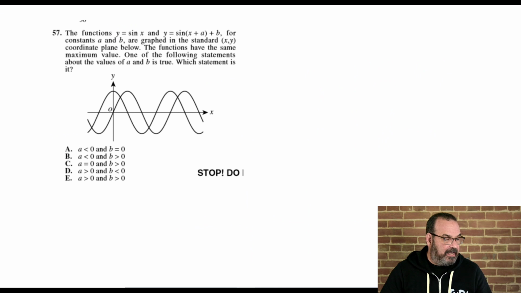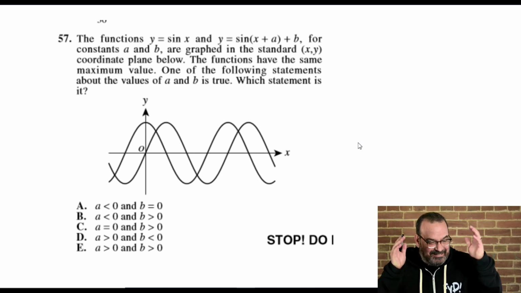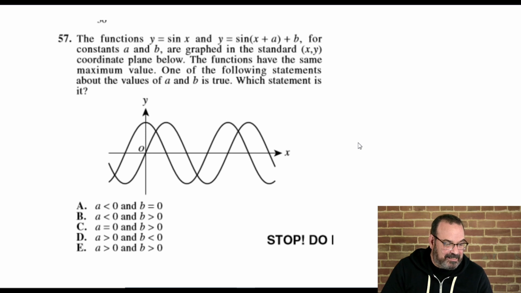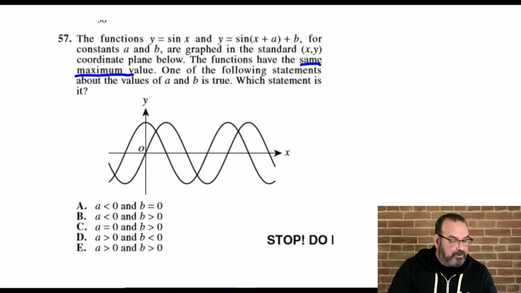All right, here is one off of the current ACT practice test. Let's make that a little bit bigger so you can see it. That's hard to read on the screen. Sorry about that. It says the functions y equals the sine of x and y equals the sine of the quantity x plus a, plus b, for constants a and b, are graphed in the standard xy coordinate plane. The functions have the same maximum value, which is a clue here. One of the following statements about the values of a and b is true.